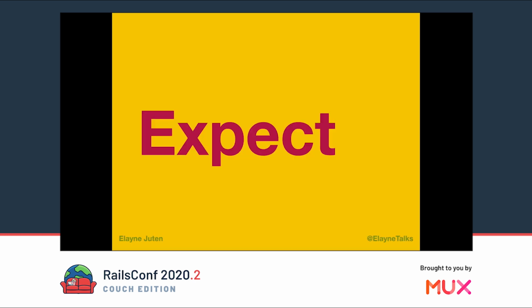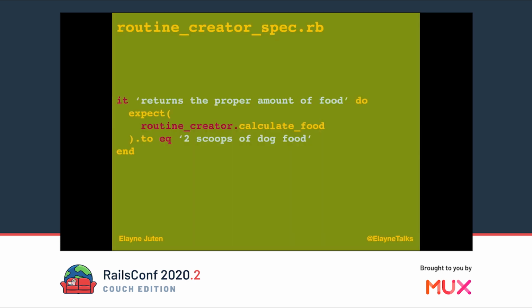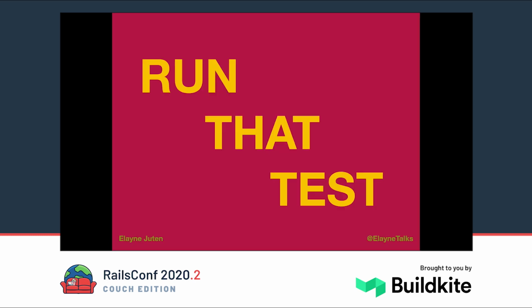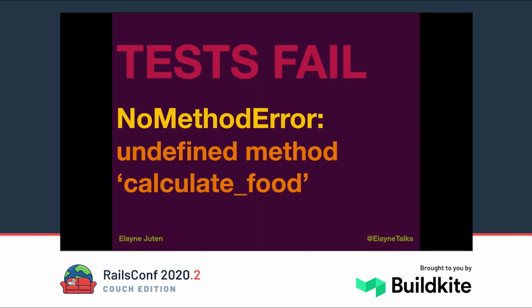So now we're going to the expect. This is within the test file again, and this is stating what you'd expect the test to receive or equal. So in our case, we're returning the proper amount of food. And what is that proper amount of food? We're expecting the RoutineCreator.calculateFood method to equal 2 scoops of dog food. We're going to run the tests, and the tests are going to fail. But that's okay. We expected that.